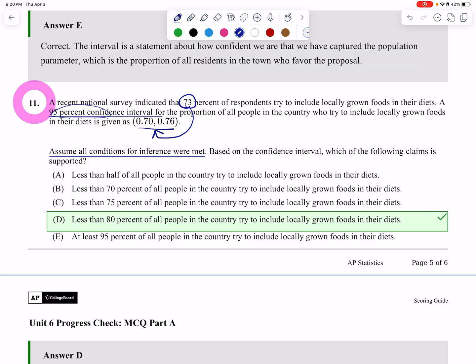This one says less than half the people in the country try to include locally grown foods in their diet. Well, that's not true, because that would be 50%, and our confidence interval is from 70 to 76%. Less than 70% is not true, because again our interval is from 70 to 76%. Less than 75% is not necessarily true, because this goes from 70 to 76%. Less than 80% makes sense, because the highest my interval goes is 76%, so that's true. At least 95% try to include is not true. I did a 95% confidence interval, but what I'm trying to interpret is my interval.